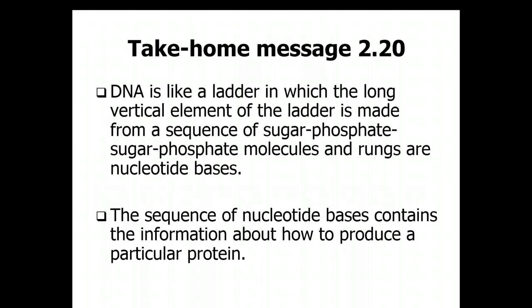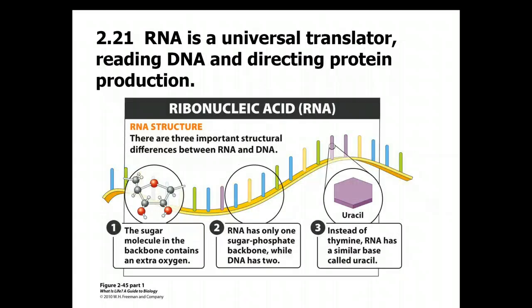complementary strand. DNA is also like a ladder, in which the long vertical element of the ladder is made from a sequence of sugar phosphate molecules. Rungs are the nucleotide bases held together by hydrogen bonding. The sequence of the nucleotide bases contains information about how to produce a particular protein. And so that is the key to life in terms of being able to reproduce and to accurately generate that organism.